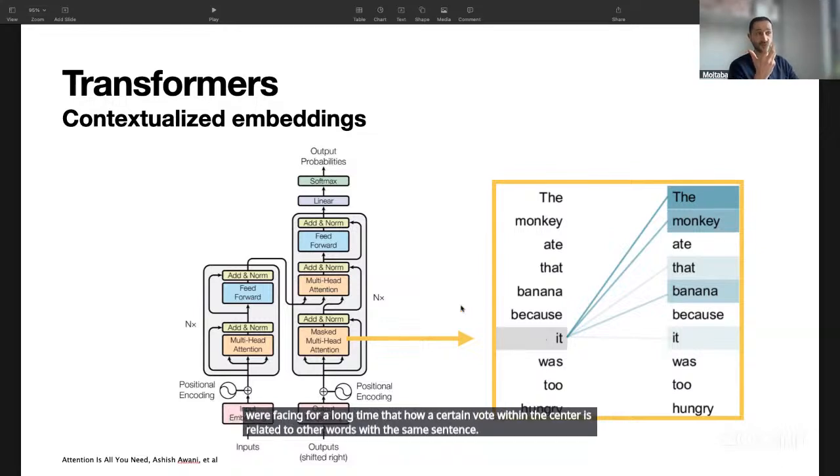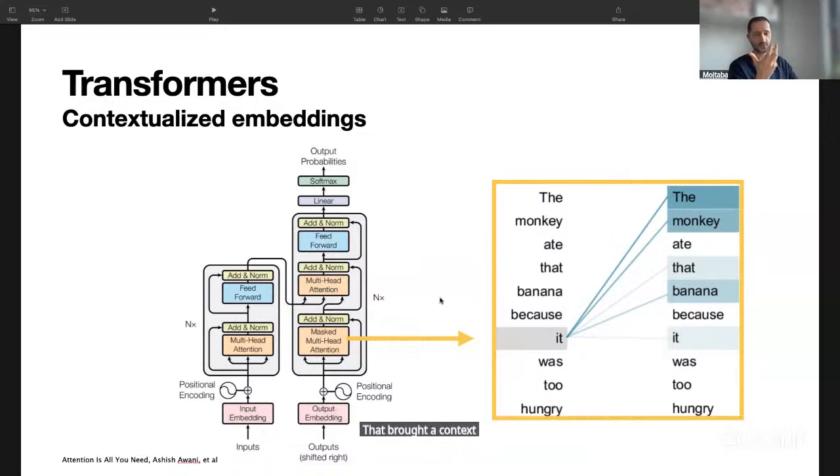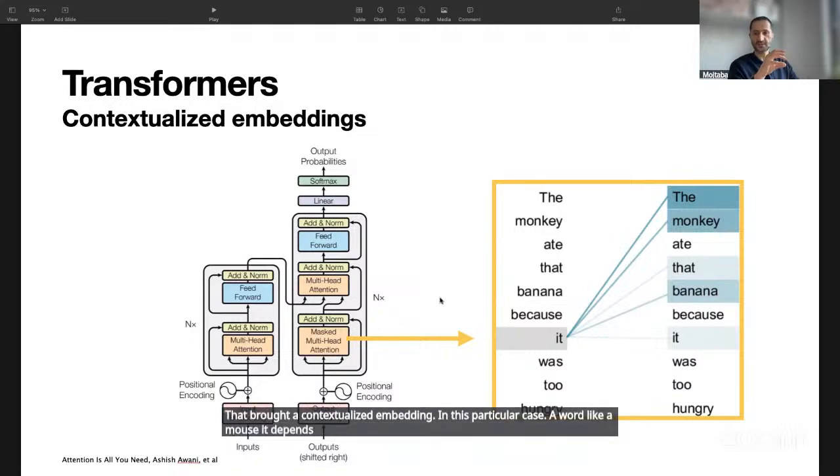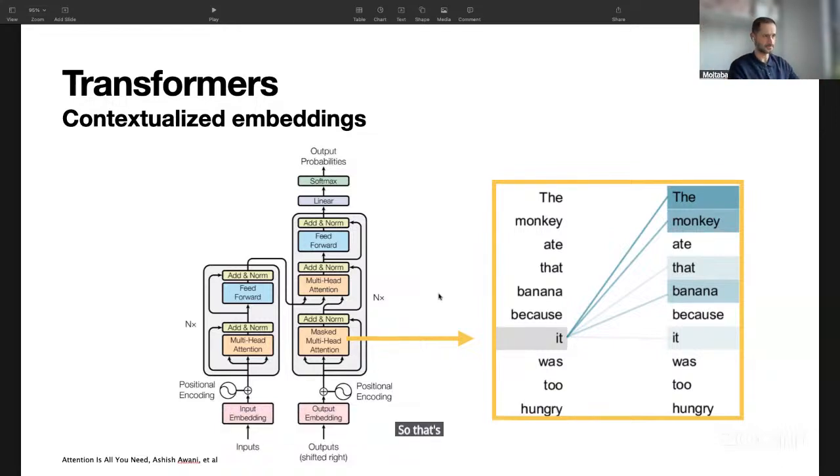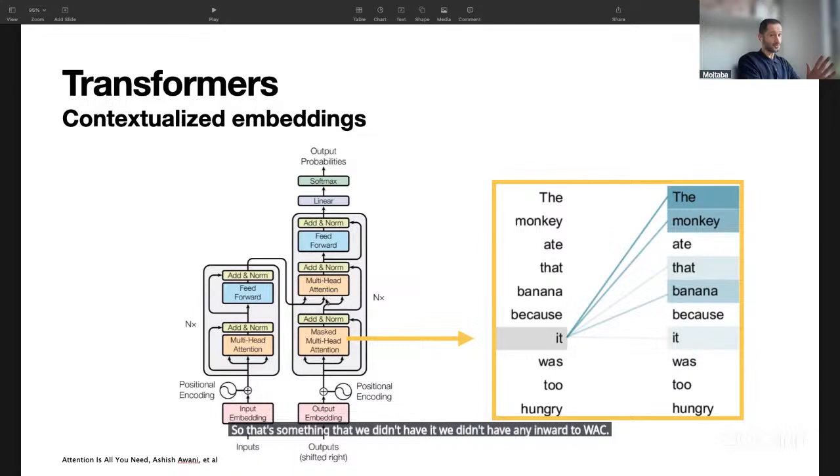That brought a contextualized embedding. In this particular case, a word like "mouse" might have a different vector representation depending on which sentence it is in. That's something that we didn't have in Word2Vec. So in 2018, I moved on to another project.